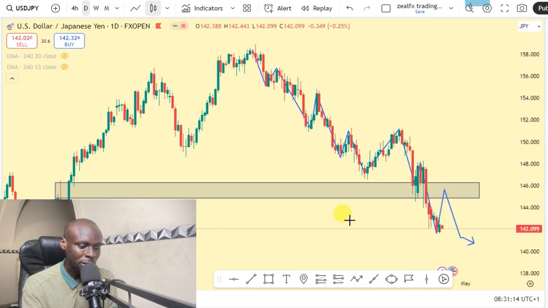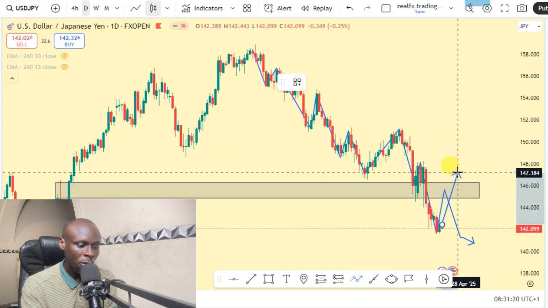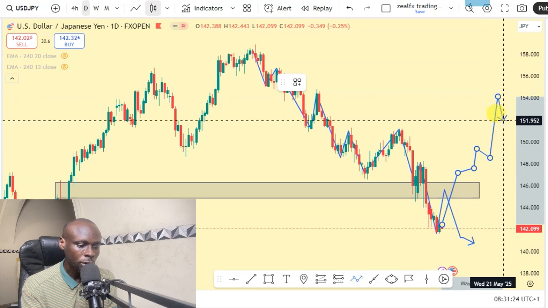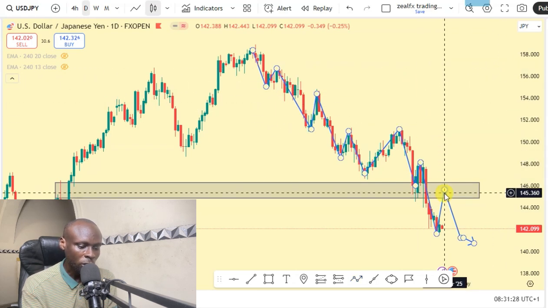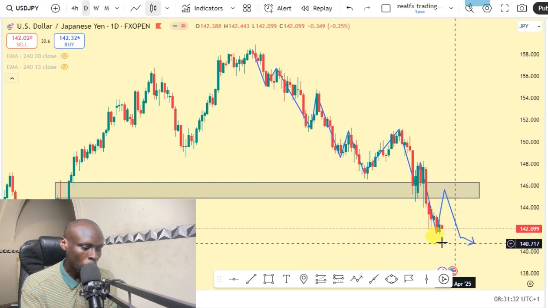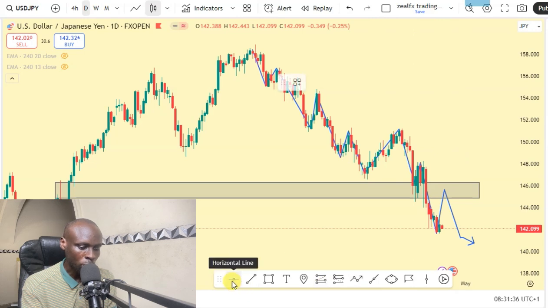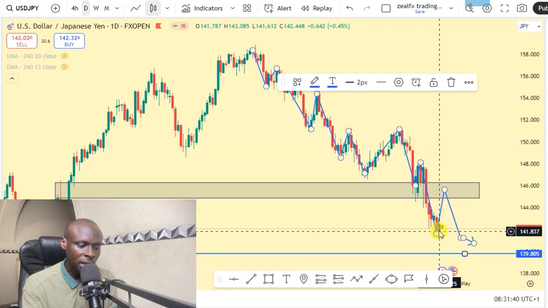But for our buying scenario, we're expecting price to break above this high. We expect price to break above this high before looking for a possible buy scenario for the USDJPY. But this week, our scenario is that we have a downtrend structure, so we're looking for a selling opportunity on the USDJPY. We need to complete this structure on the USDJPY, which is this support level.